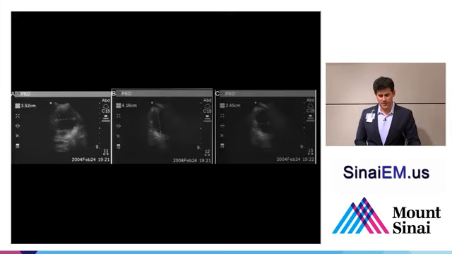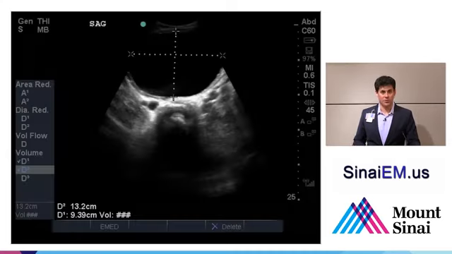So here they were using an ultrasound machine to demonstrate length, width, and height of the bladder, and they basically looked to make sure there was sufficient volume to do a catheterization. Most machines are capable of doing these, and they can have the equations sort of built in.